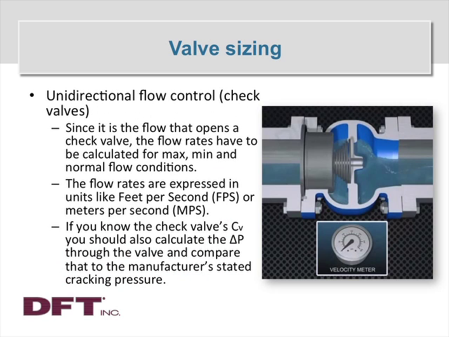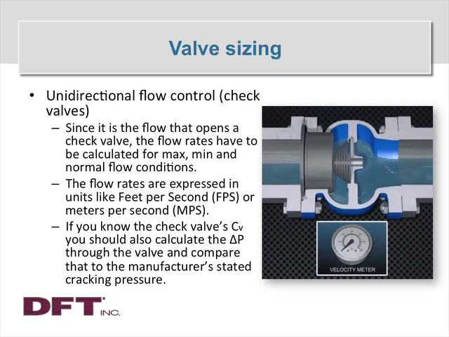All right, so let's talk about the sizing considerations for check valves, or the unidirectional flow control valve. Again, the sizing is every bit as critical as the sizing for control valves because, again, it's the flow that opens and closes the valve. And since it is the flow that opens and closes the valve, the flow rates have to be calculated for the min, the max, and the normal flow conditions. These flow rates are often expressed in feet per second or meters per second type of units. And if you know the check valve CV, you should also calculate the delta P through the valve knowing the volumetric flow rate, and compare that to the manufacturer's stated cracking pressure.